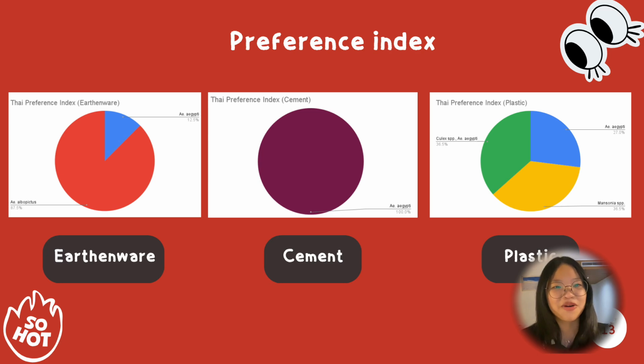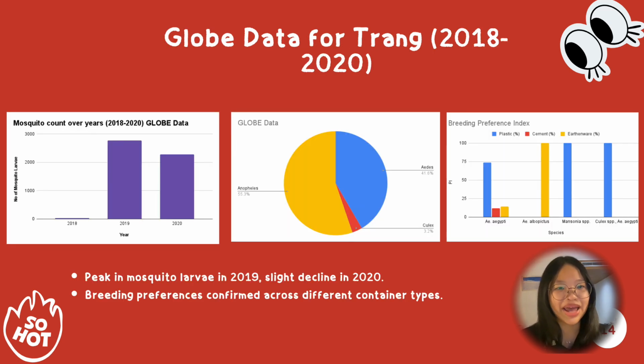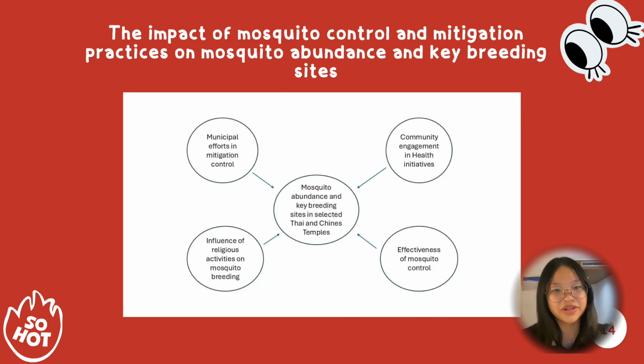Statistical tests confirm a significant link between mosquito species and temple type, p equals 0.028. Globe data from 2018 to 2020 show a peak in larvae in 2019 and a consistent breeding preference across container types.